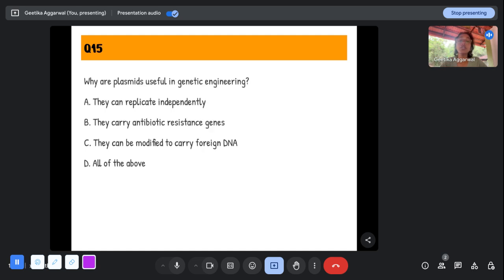Why are plasmids useful in genetic engineering? Why do we use plasmids in genetic engineering? Can they replicate independently? Do they carry antibiotic resistance genes? Can they be modified to carry foreign DNA? Or is it all of the above? All of these statements, are they all correct? So, what makes plasmids useful in genetic engineering? Yeah. So the correct answer to this question is all of the above. Plasmids can replicate independently of the host chromosome. They do carry antibiotic resistance genes and they can be modified to carry foreign DNA.